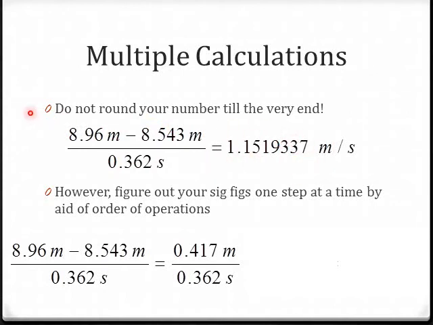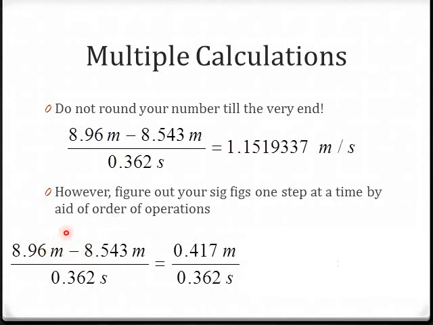The thing you want to do is make sure, number one, you do not round your numbers at all until you get to the very final calculation. So don't round anything and get to your very final calculation first. Then you want to round it to the correct number of sig figs. And how you figure out how many sig figs is that you do the calculation again, but this time doing it step by step.